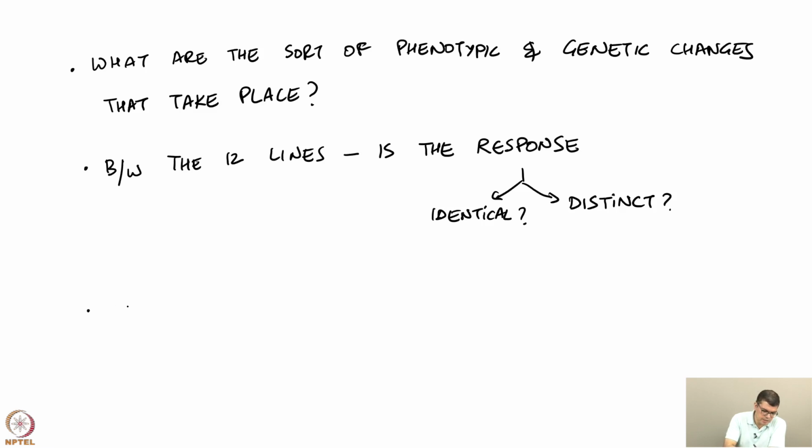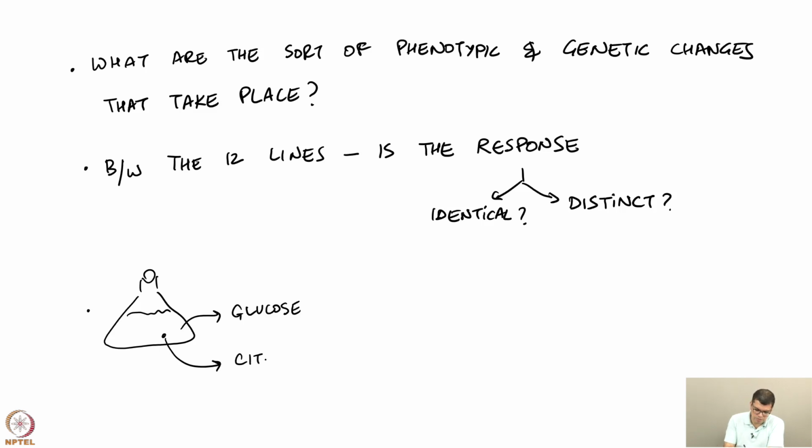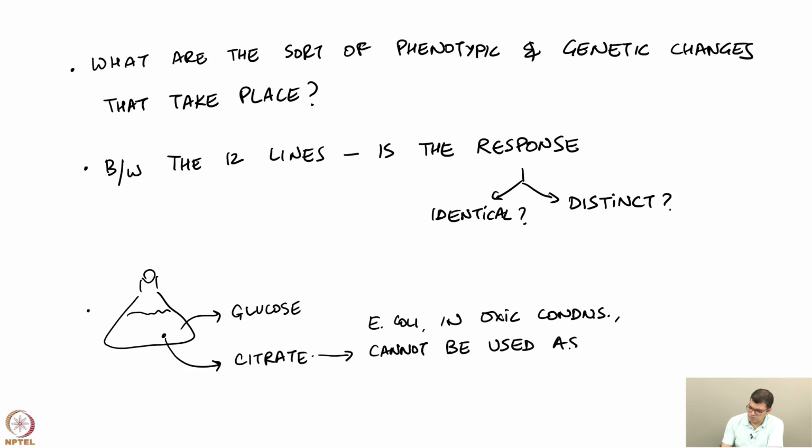The last point to note here is that when this experiment was started, the carbon source in this flask is glucose. However, this environment, this liquid media that the experiment was performed in, also contained quantities of citrate. Citrate as a carbon source in the presence of oxygen cannot be used by E. coli for growth. So, E. coli in oxic conditions, these flasks were shaken well, so there was plenty of oxygen around, in oxic conditions, cannot use citrate as a carbon source.